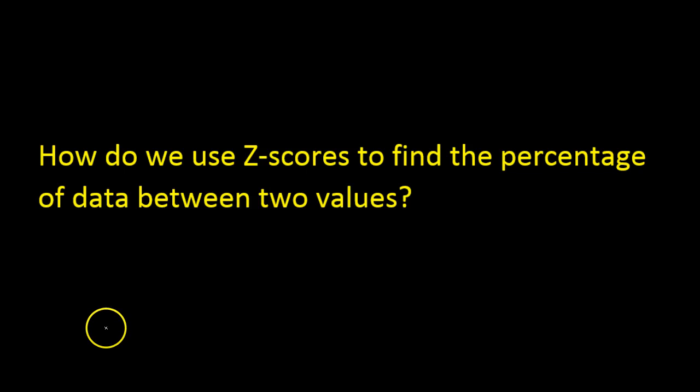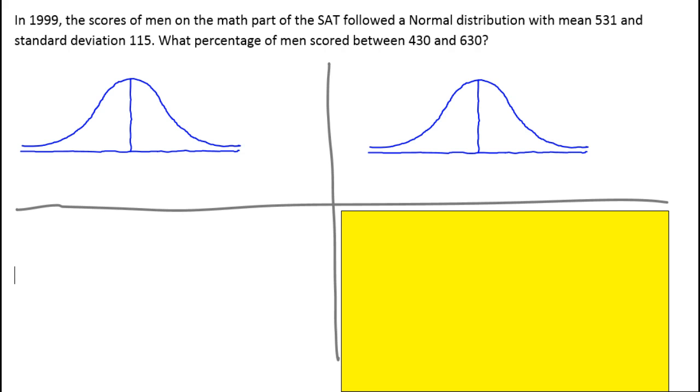In this video, we are going to talk about how to use z-scores to find the percentage of data between two values. So let's look at this example. In 1999, the scores of men on the math part of the SAT followed a normal distribution, meaning a bell curve like this, with a mean of 531 and a standard deviation of 115. What percentage of men scored between 430 and 630?